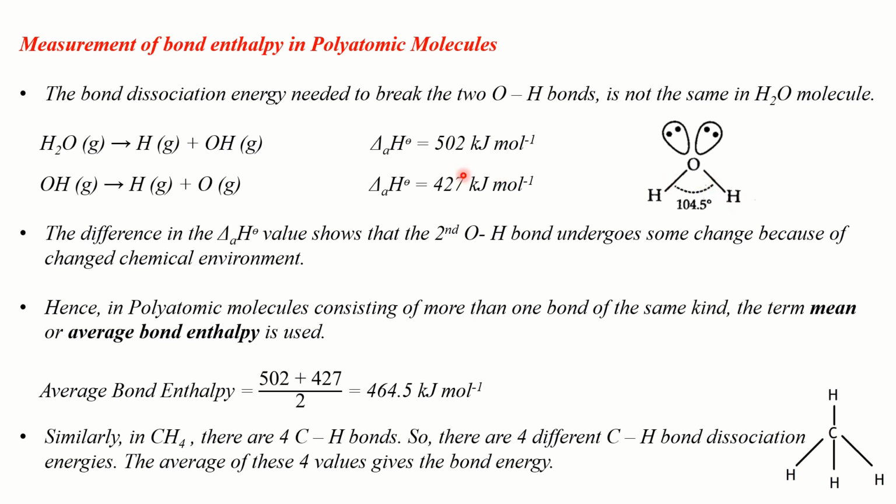The value of the bond dissociation enthalpy corresponding to the breakage of the first OH bond of water molecule is 502 kilojoules per mole. You can see that one of the bonds of water molecule breaks and forms hydrogen and OH in the gaseous state. Now the second process involves the breakage of the second OH bond into hydrogen and oxygen in the gaseous state, and the corresponding bond dissociation enthalpy is equal to 427 kilojoules per mole.